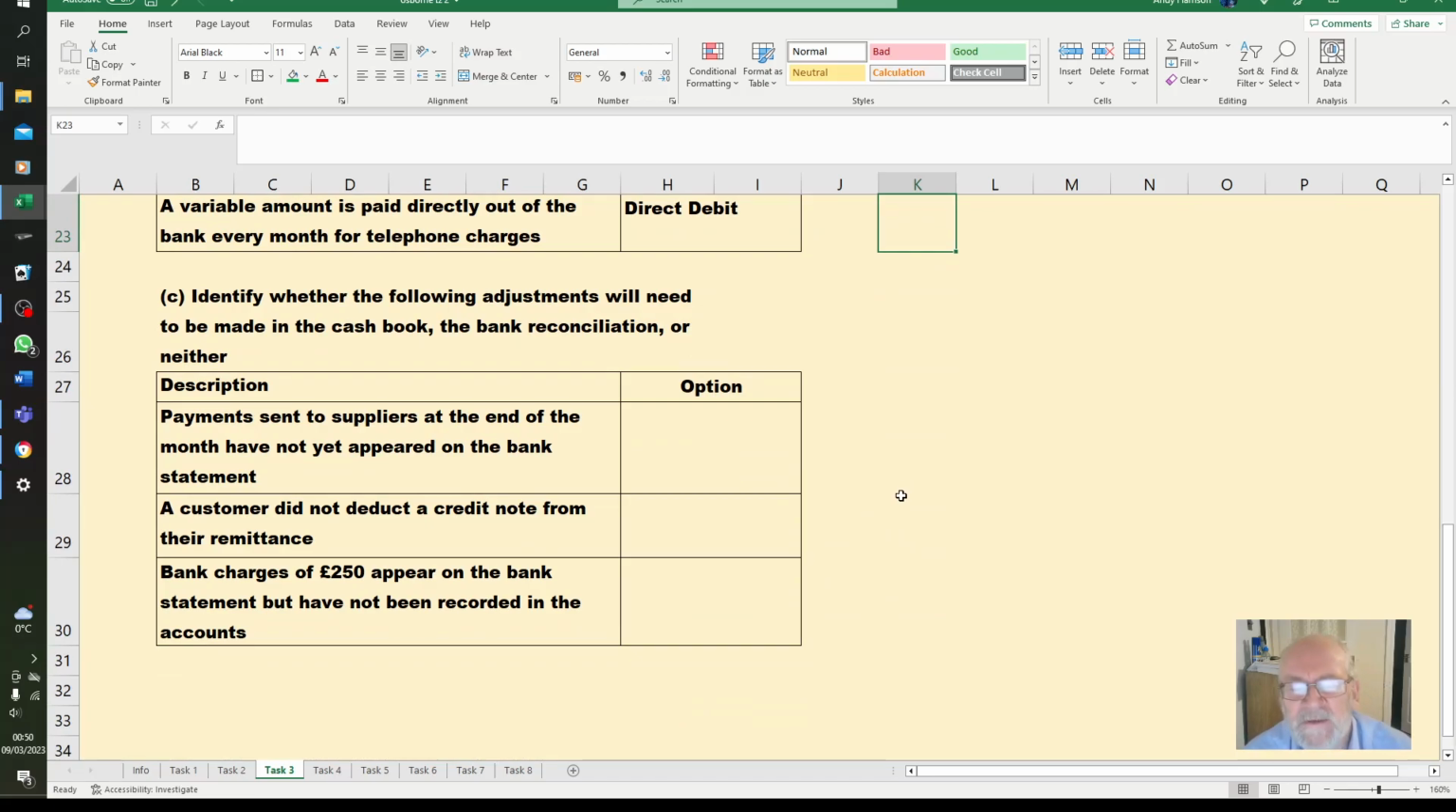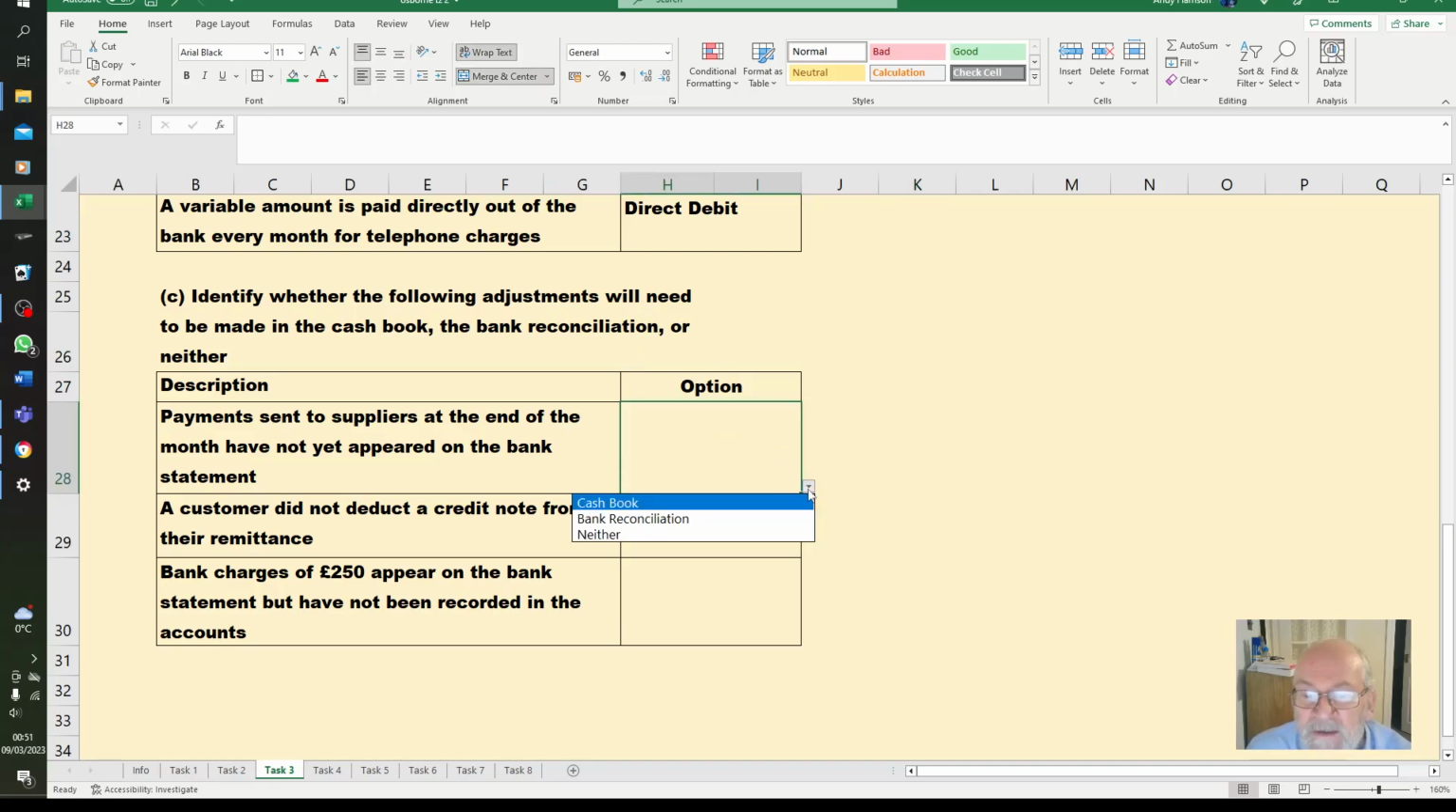But not quite working out what the thread is there. Payments sent to suppliers at the end of the month have not yet appeared on the bank statement, so we are identifying whether adjustments are needed in the cash book. It's in the cash book. We paid it. So that's actually in the bank reconciliation statement. Notice it doesn't say update the cash book, which is what you do, because that would give the game away.